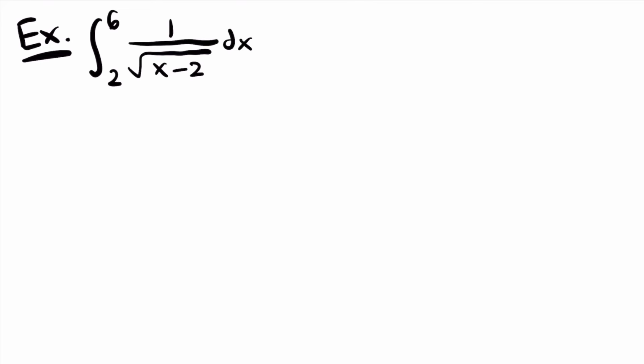As long as you realize that this function is not defined at one of your bounds or a value between your bounds, then you know you have an improper integral where you need to introduce a limit in order to solve it. In this case, since we know our lower bound is where that infinite discontinuity is, or where our function is undefined, that is what we're going to replace with a variable and then have the limit of that variable as it approaches 2.